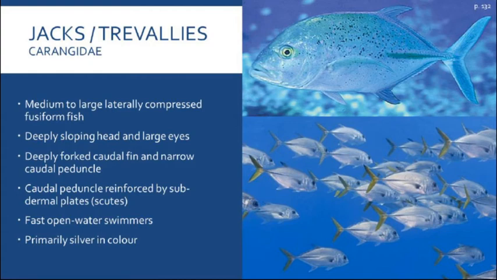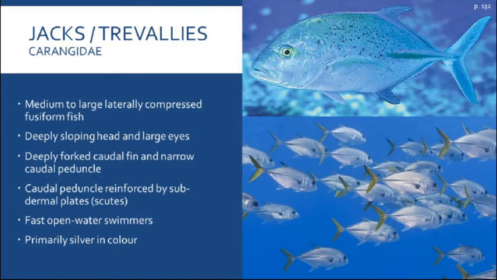Now we have our jacks or trevallies, or Carangidae. The jacks and trevallies are basically your kingfish. They are medium to large fish, and they've got a laterally compressed, fusiform body shape. Fusiform just means that it's built for speed. It's quite streamlined, everything is nice and tucked away, ready to be fast.